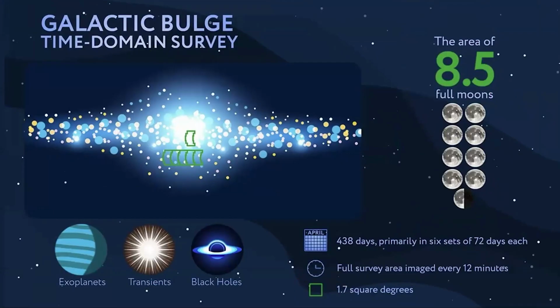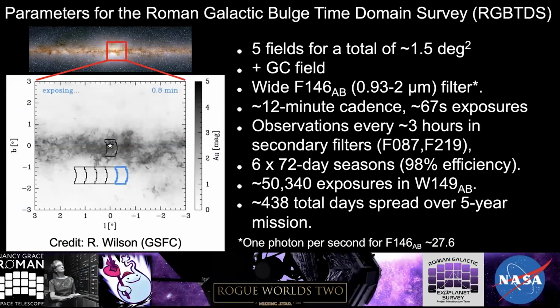So this is about 1.7 square degrees towards the bulge, a 438-day survey. So it's about 8.5 full moons in size, which is relatively modest, but still a large area. These are the parameters, which are now basically finalized for the Galactic Bulge Time Domain Survey. These have changed. If you haven't looked at this in a year or so, they're now different.